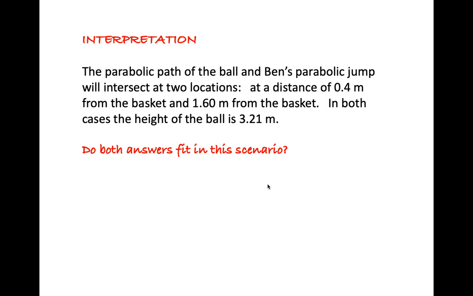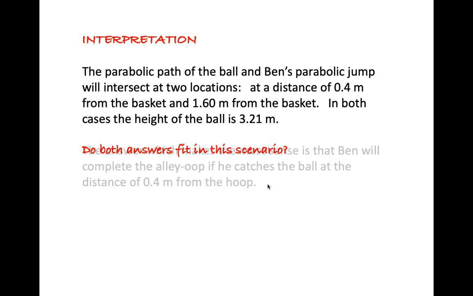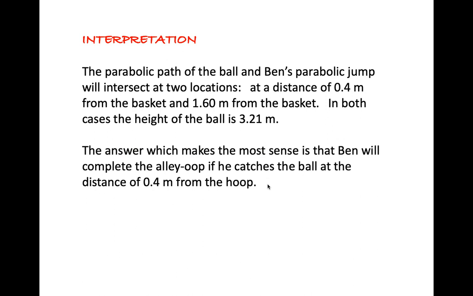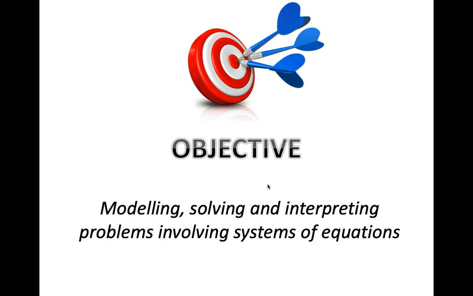But do both answers fit in this scenario? Does it make sense? Well, clearly, when it is 1.6 from the basket, for most human beings, it's too far away to make an alley-oop. And so the one that makes the most sense is that Ben will complete the alley-oop if he catches the ball at a distance of 0.4 from the hoop. Okay, there you have it. We have modeled, we have solved, and we have interpreted problems involving systems of equations.